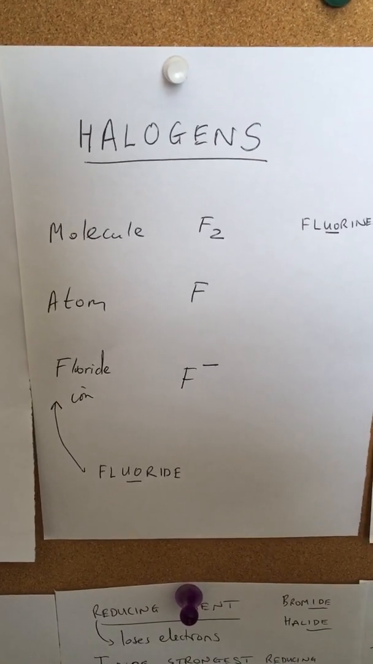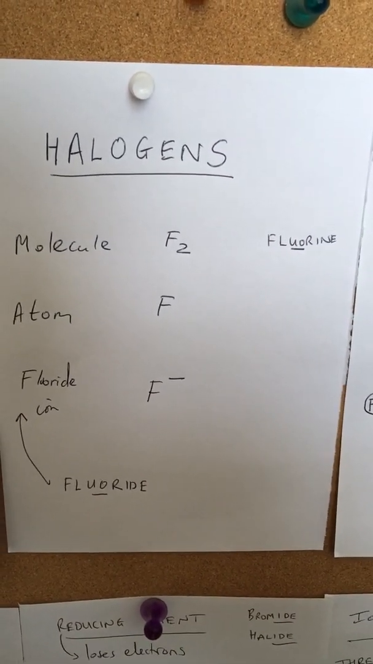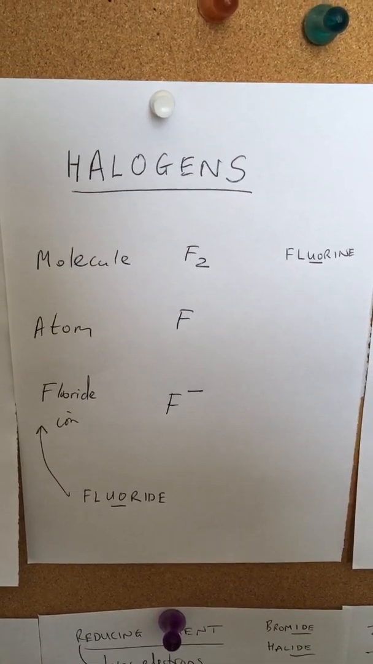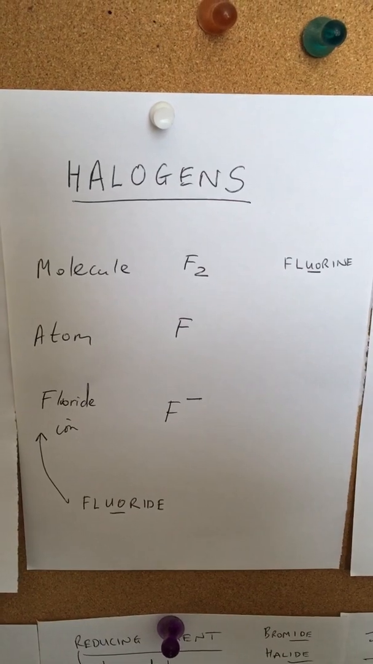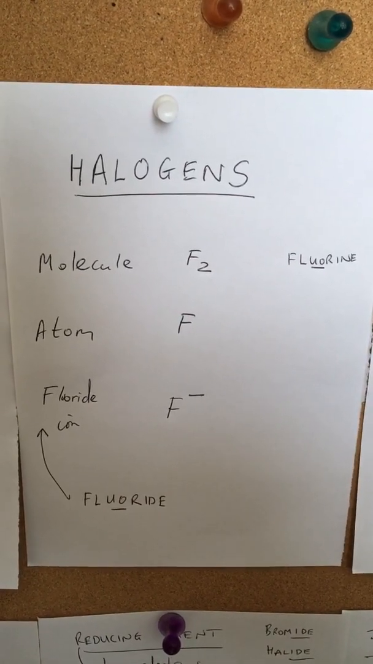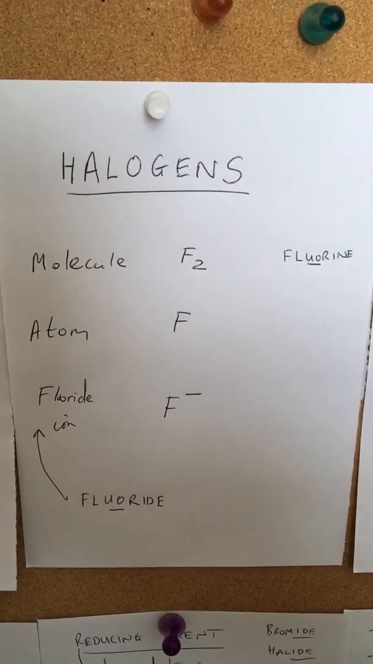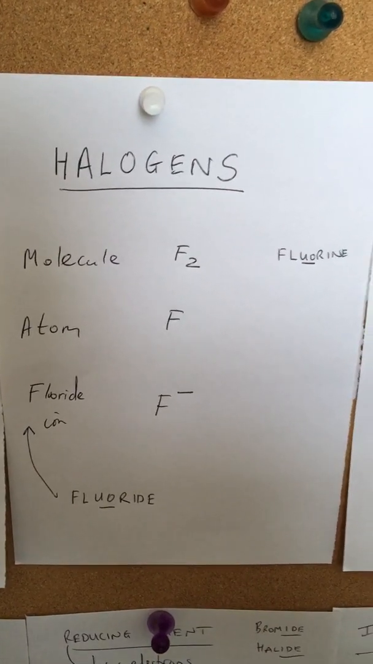So molecule, for example, fluorine F2, note the spelling. Atom, F or Br or Cl or I, and the halide ion, F minus, so for example fluoride. So it's important you know the difference between halogen and halide.